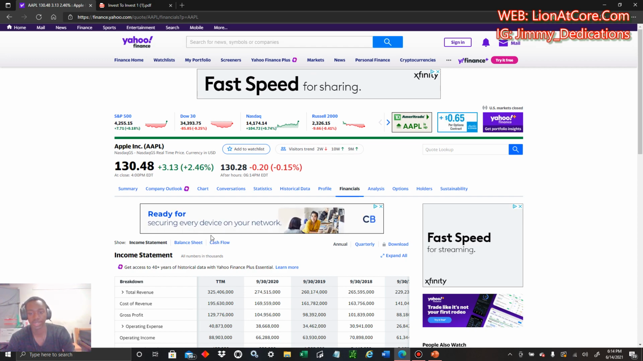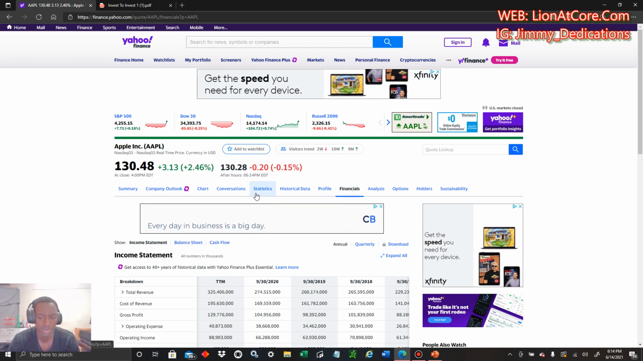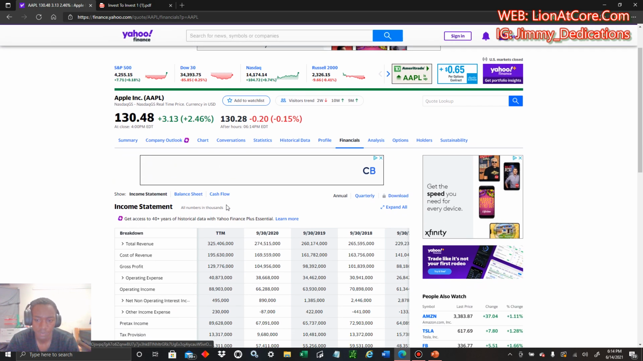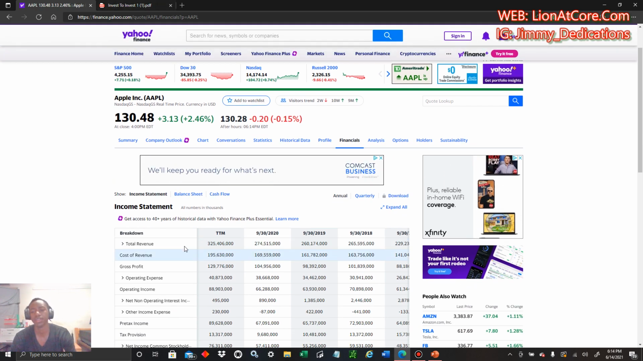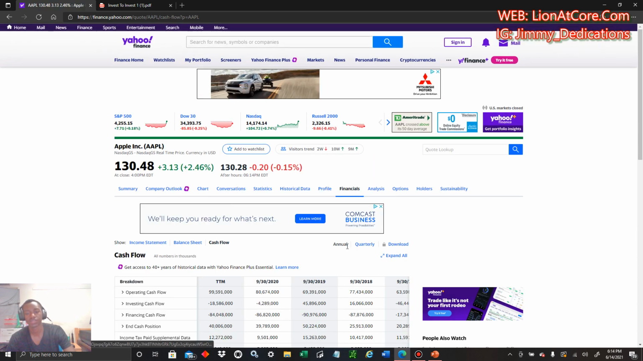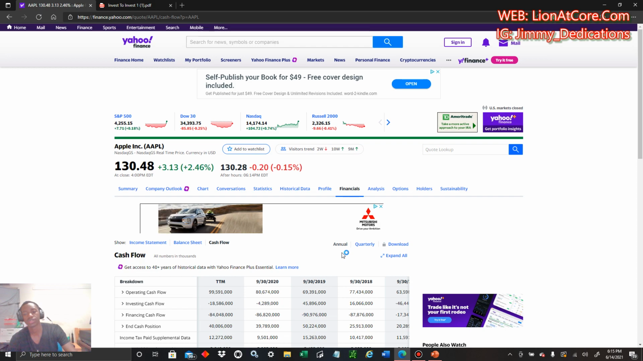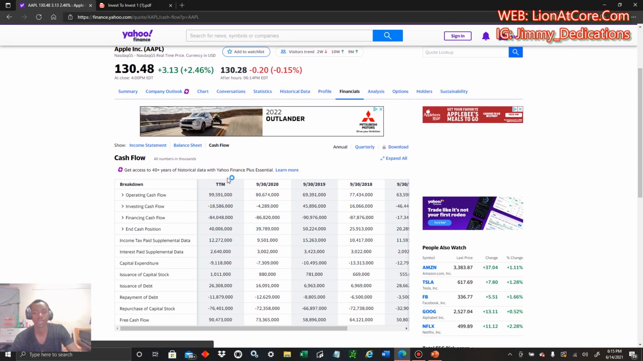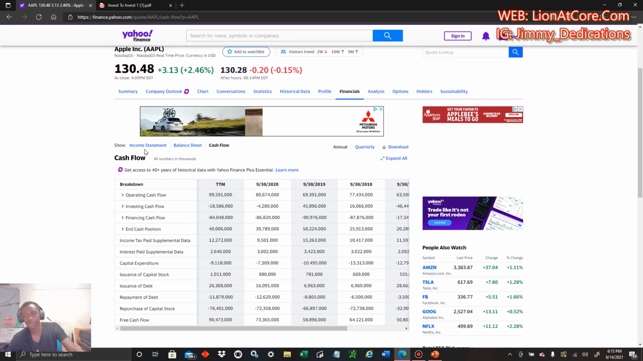Now, with this, all you need right here to look at a company. Not really. This is not all you need, but this is the juicy parts of what you need. You need to understand the income statement, the balance sheet, and the cash flow. You look at that on an annual time frame because it's something you're going to be doing long term. So yeah, we can go through this real quick.